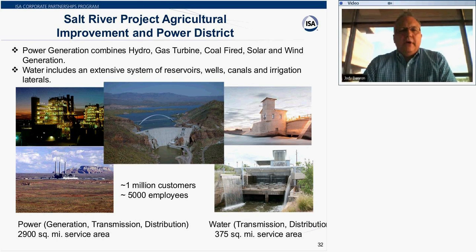Okay, the Salt River Project's main businesses are agriculture improvement and the power district. Power generation combines hydro, gas turbine, coal-fired, solar, and wind generation. Water includes an extensive system of reservoirs, wells, canals, and irrigation laterals. We have approximately 1 million customers and 5,000 employees. Power generation, transmission, and distribution covers approximately a 2,900 square mile service area, and the water transmission distribution covers approximately 375 service area miles.